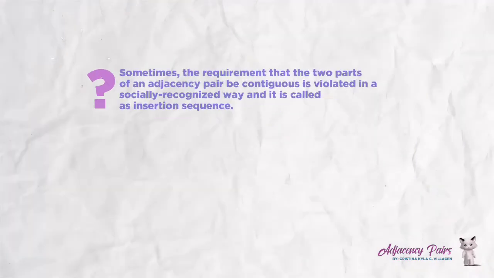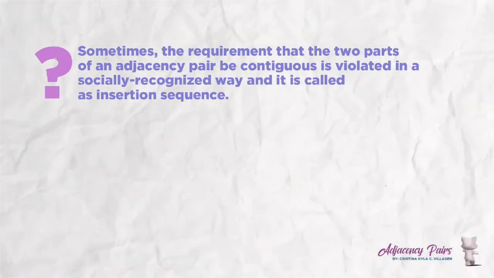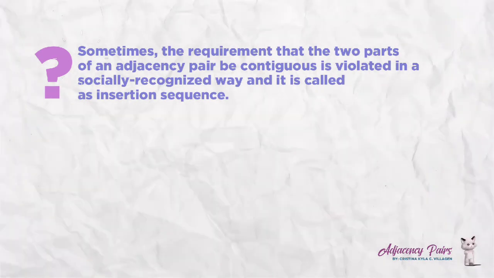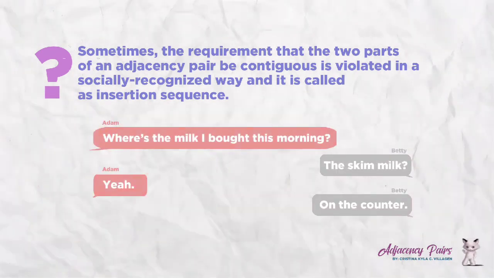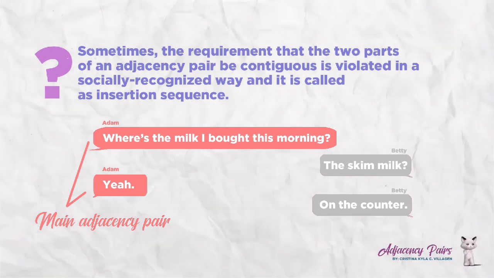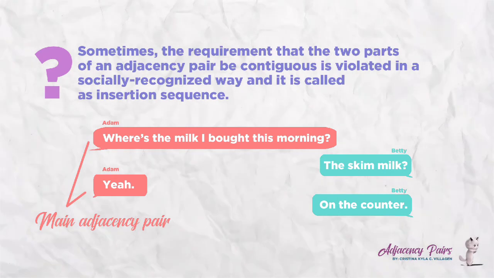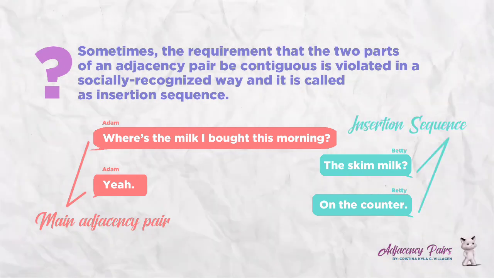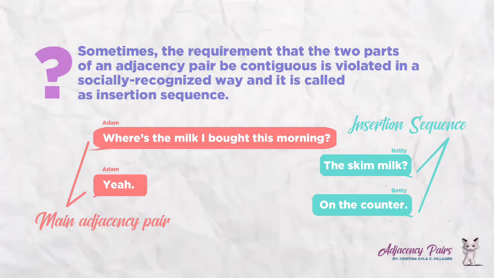Sometimes, the requirement that the two parts of an adjacency pair be contiguous is violated in a socially recognized way, and it is called an insertion sequence. In this example, Adam was asking about the location of the milk, but instead of providing an answer, Betty throws another question to confirm what milk Adam is talking about. That part was the insertion sequence, which halts the flow of actual information that is being requested by the first speaker.